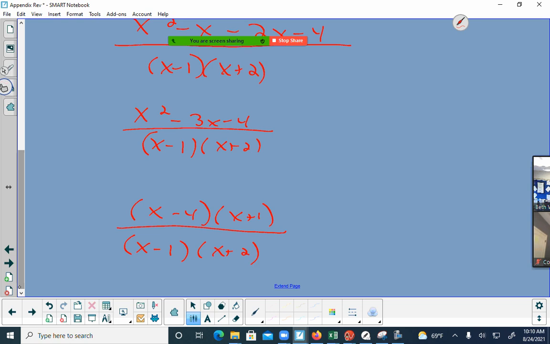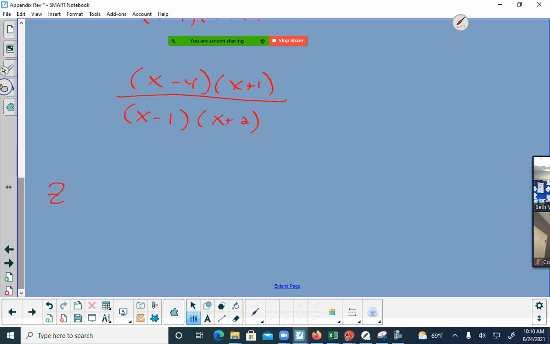So my critical numbers are my zeros, and my zeros are going to be 4 and -1. Everyone good with that? And my critical numbers are also the places where it's undefined, which is going to be positive 1 and negative 2.